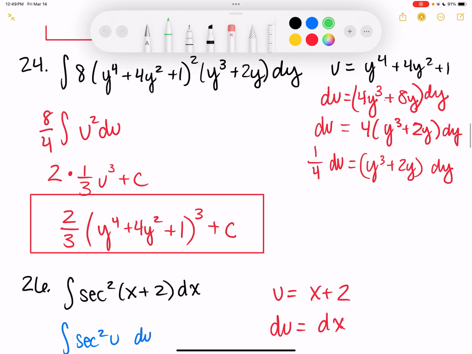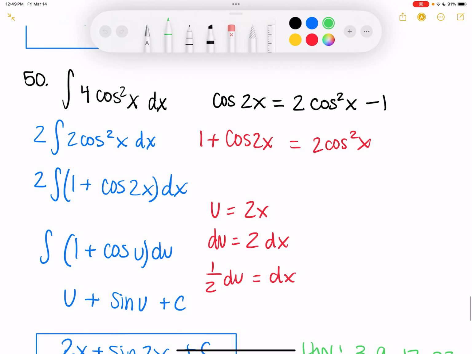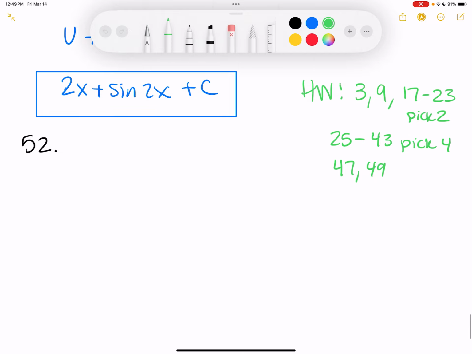All right. Feels like we should be done by now, like 52, so. Such a big number.